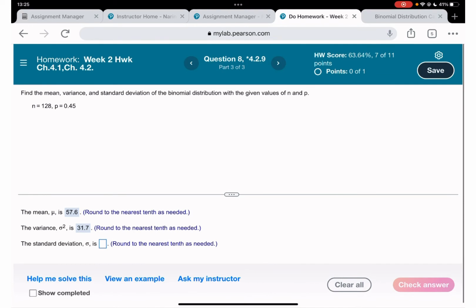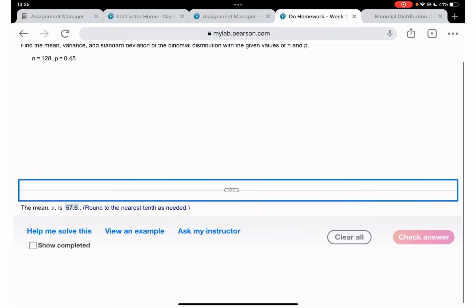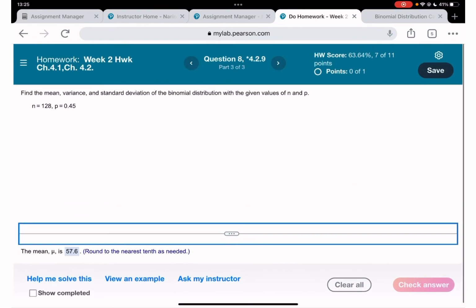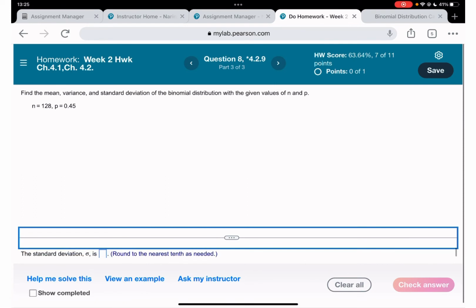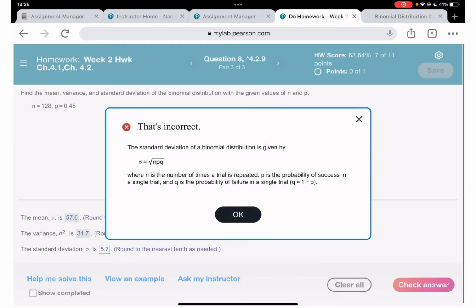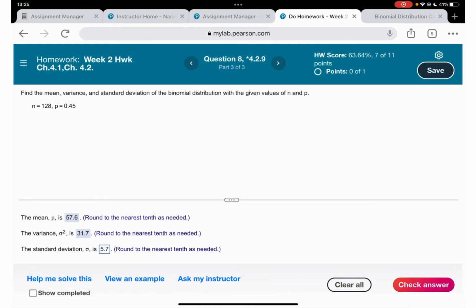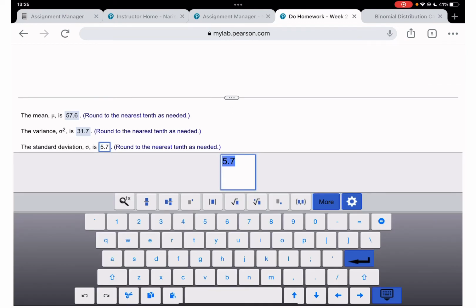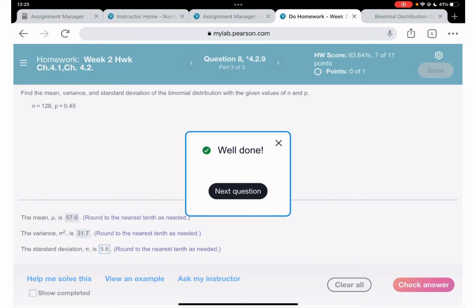And standard deviation, it's going to be square root of 31.68. 5.7, how many? Okay, 1 decimal. Five point seven. Oh, 5.6. 5.6. Okay. Well done.